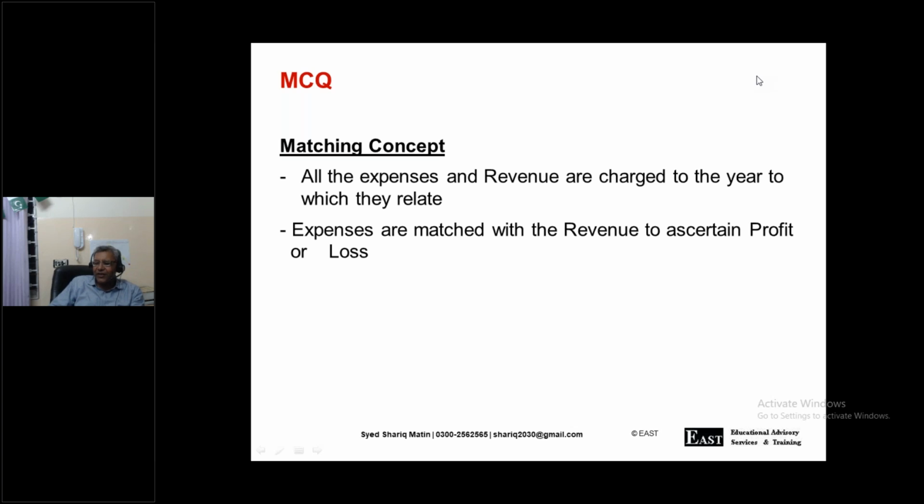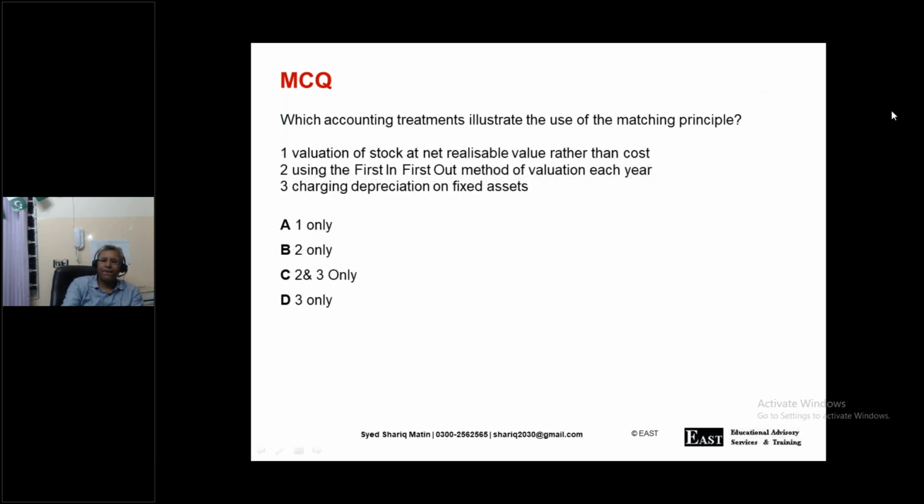Now coming back to the matching concept again: it matches the expense with the revenue of the period. Let's see what the examples are in the next question. In this question, I want you to answer keeping in mind the concepts.